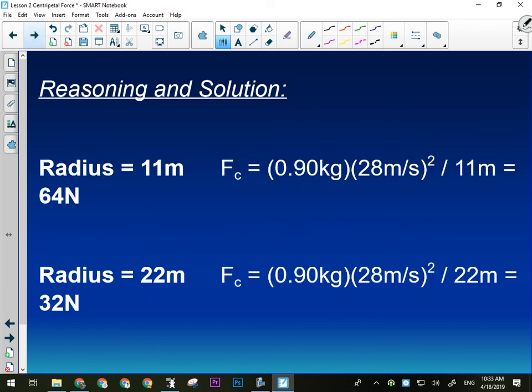All right, so this is the math of it. For the radius of 11 meters, I needed 64 newtons of force to stay in the circle. I double that radius, and I have half the centripetal force required to stay in the circle.